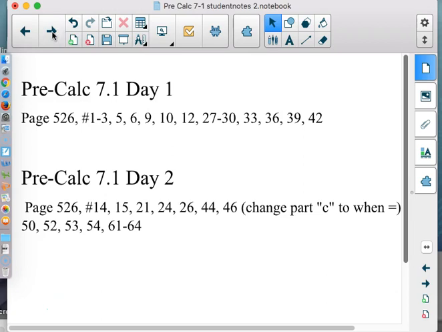I would like you to notice here that for number 46 in the second day here, we don't want you to find when one is more than another one. We want you to find when they're equal so that you're doing that equilibrium price. So you should be able to get through both of these now.